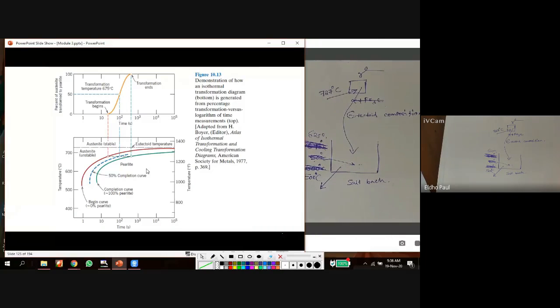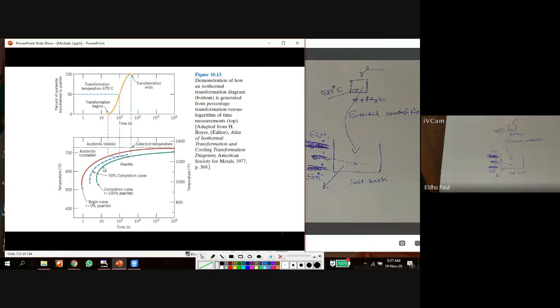Austenite is converting. At the red curve, austenite is 100%. At the green curve, austenite is 0%. It changes to another microstructure. It may be pearlite, it may be bainite, it may be martensite. There are different types of microstructures there, so that is dependent upon the temperature.